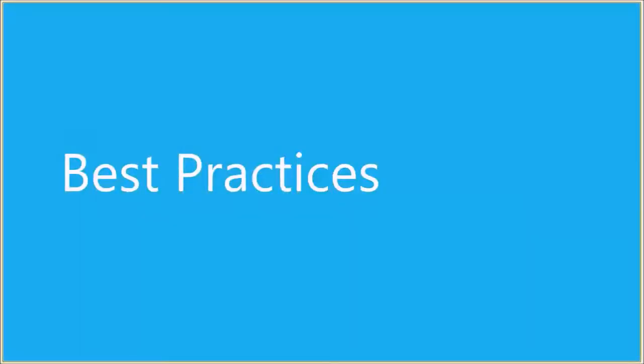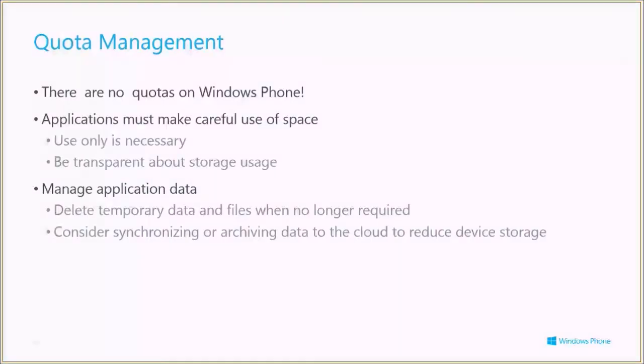So for some best practices, you might want to check quota management. Windows Phone applications do not have a limit on the quota for storage on the disk. It's up to you as an application developer to do the right thing and be a good citizen on your user's device. So do not try to use all the phone memory for your application. If you have 10 gigs of space, your application can use them all, so please do not do that unless it's necessary. Applications must be careful using that space. Use it only if necessary, and be transparent about storage usage.